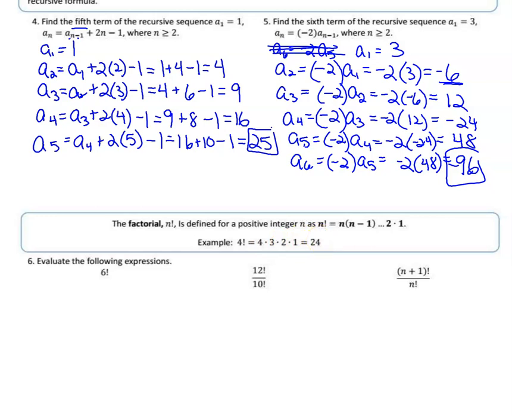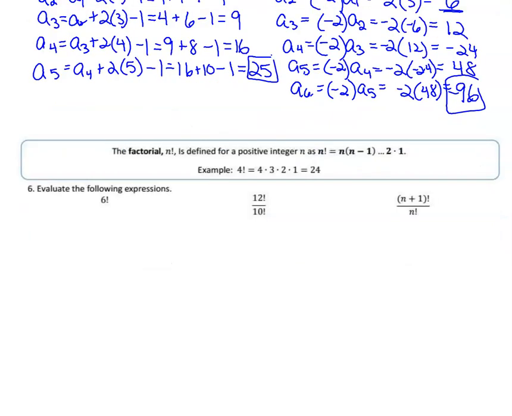So on our example number 6 here, the first one, 6 factorial means 6 times 5 times 4 times 3 times 2 times 1. And then we just have to multiply that out. 6 times 5 is 30. 30 times 4 is 120. 120 times 3 times 2 times 1 is 6 hundred, I can do that in my head. 120 times 6 is 720.